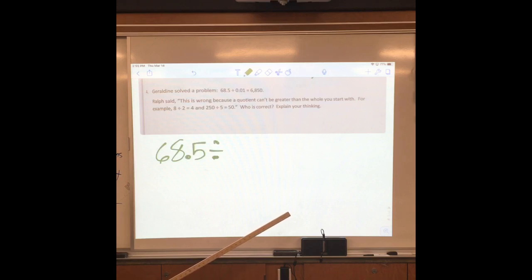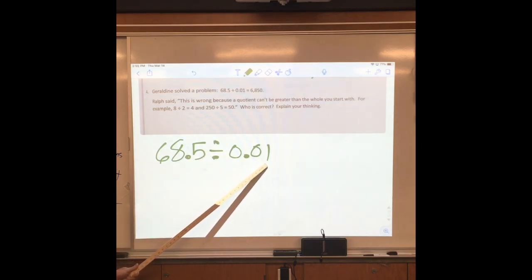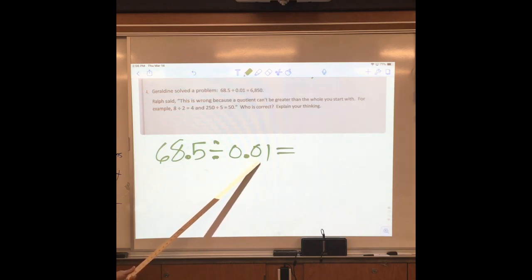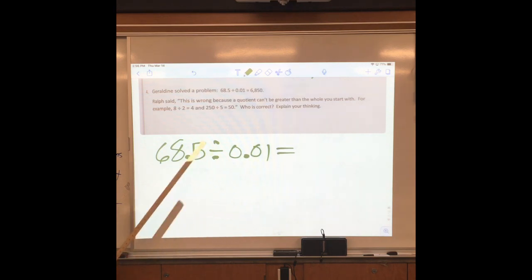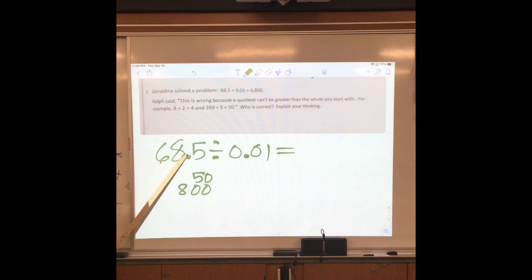68.5 divided by 0.01. Question, what are we exchanging this for? Is this dimes or pennies? Yeah, pennies, right? So how many pennies are in 50 cents? Well, it'd be 50, right? How many pennies are in $8? Good job, you guys. You're getting this. 800, nice work. How many pennies are in $60?